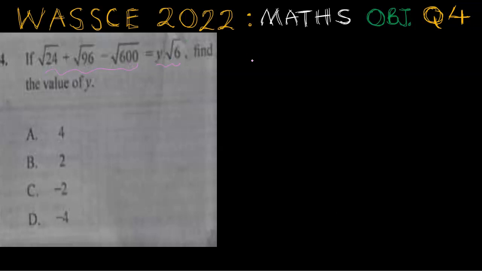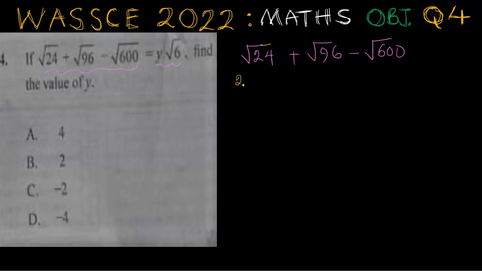So we've got the square root of 24 plus root 96 minus root 600. This is the left side. These are surds, and to simplify surds, what we just have to do is to write each of the numbers under the square root as the product of two numbers. One of the numbers has to be a perfect square.